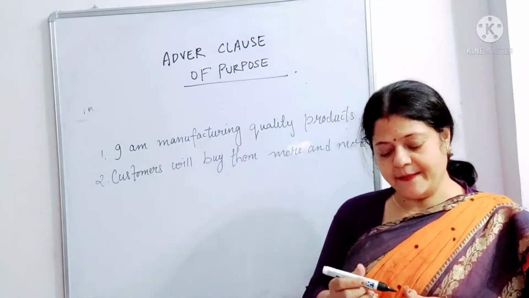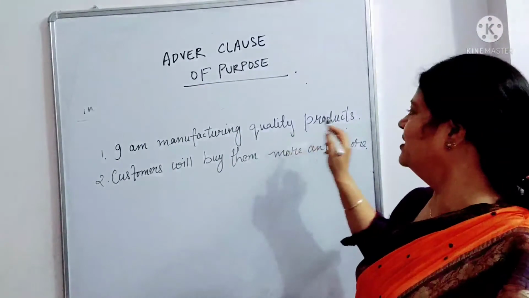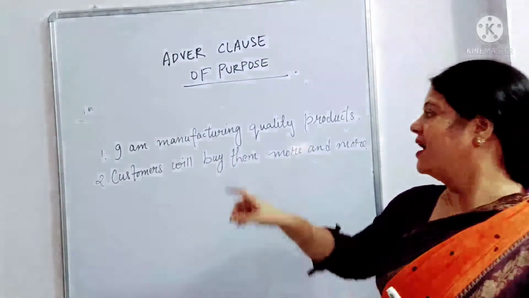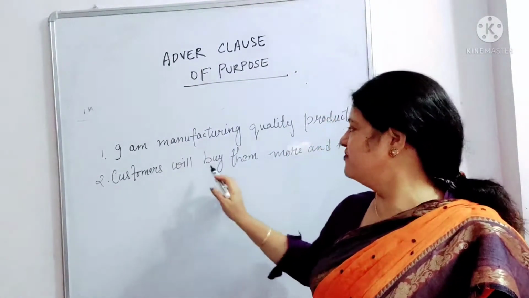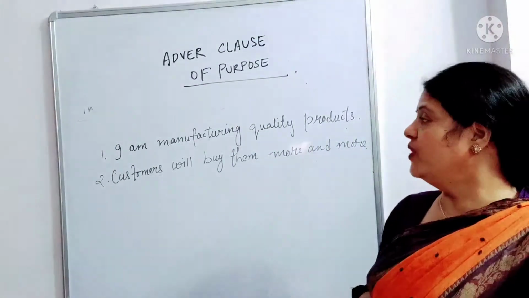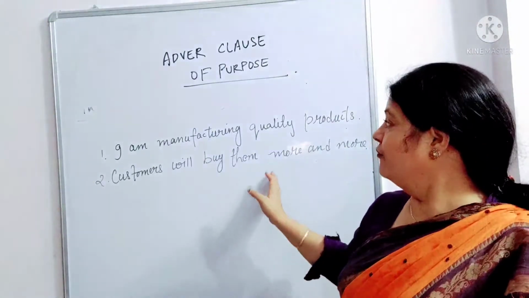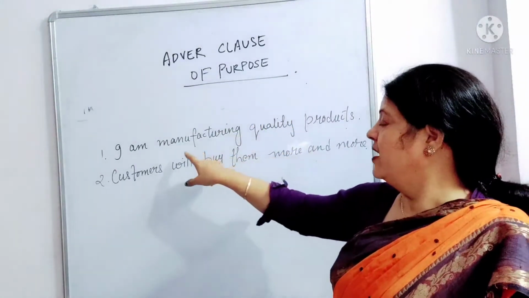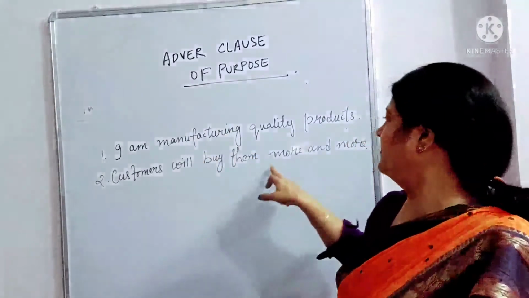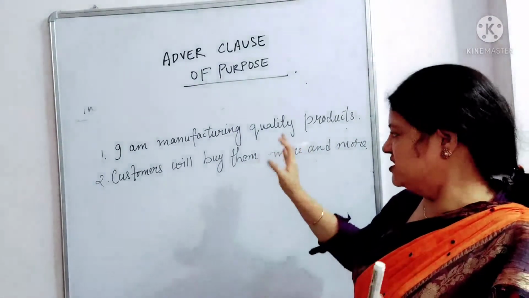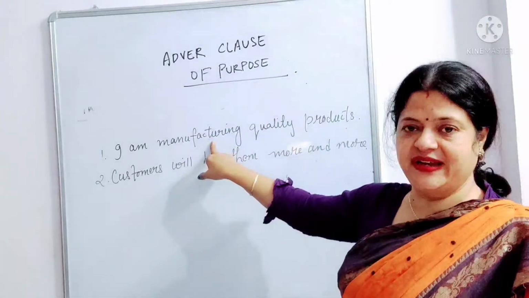Now I have written another example. See it carefully. I am manufacturing quality products. This is my first sentence. Second sentence: customers will buy them more and more. In these two sentences, we find that the second sentence is showing the purpose of the first sentence's verb. I am manufacturing, this is the verb. Why am I manufacturing? Because customers will buy them more and more. So this second sentence is showing the purpose of the verb of the first sentence.